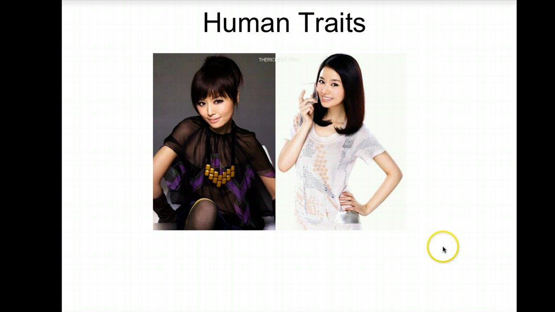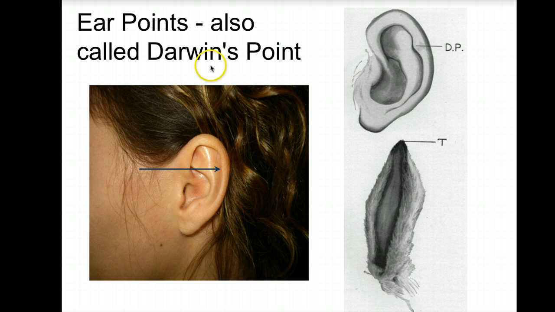Alright, so human traits. I'm going to talk about a couple of them, and one trait is something that we call Darwin's point. Some people have it and some people don't. It just depends on what genes are passed down to you from your parents. In this picture, this person does not have it. If you look closely, you'll see a smooth, non-pointed outer edge of the ear. In this picture over here, you'll see that point, what we call Darwin's point. Either you have this trait or you don't. It's not that something's wrong with you. So this trait is called ear points or Darwin's point.